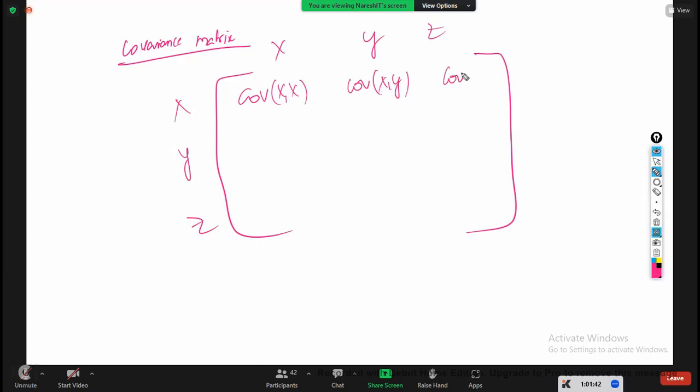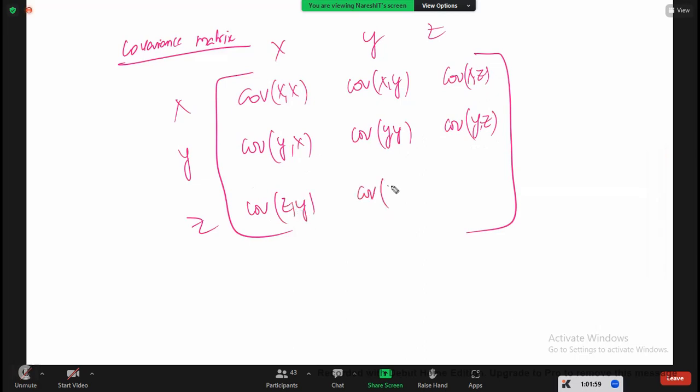And this is the covariance of x comma z. This is the covariance of y comma x, covariance of y comma y, covariance of y comma z. Next, covariance of z comma x, z comma y, covariance of z comma z.